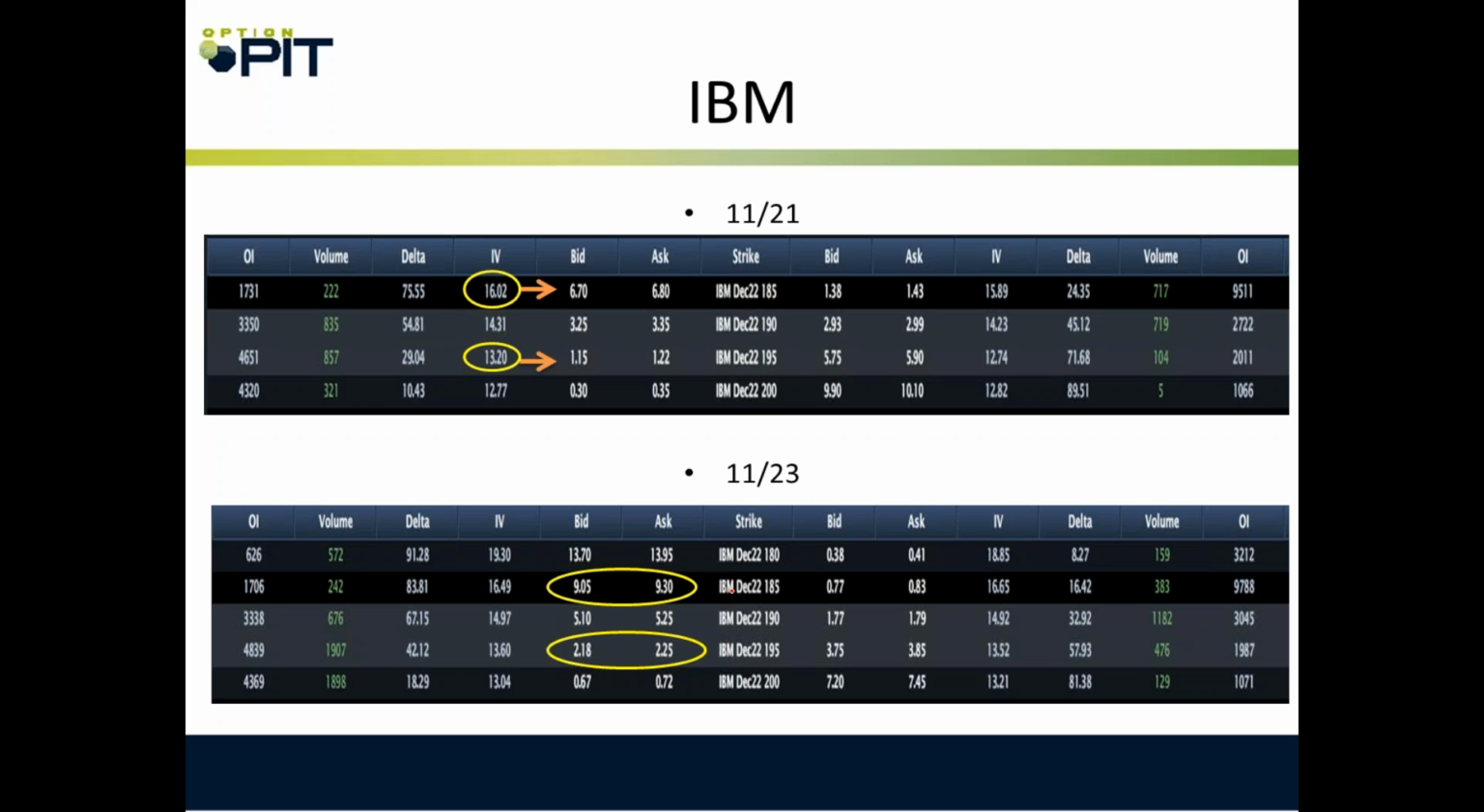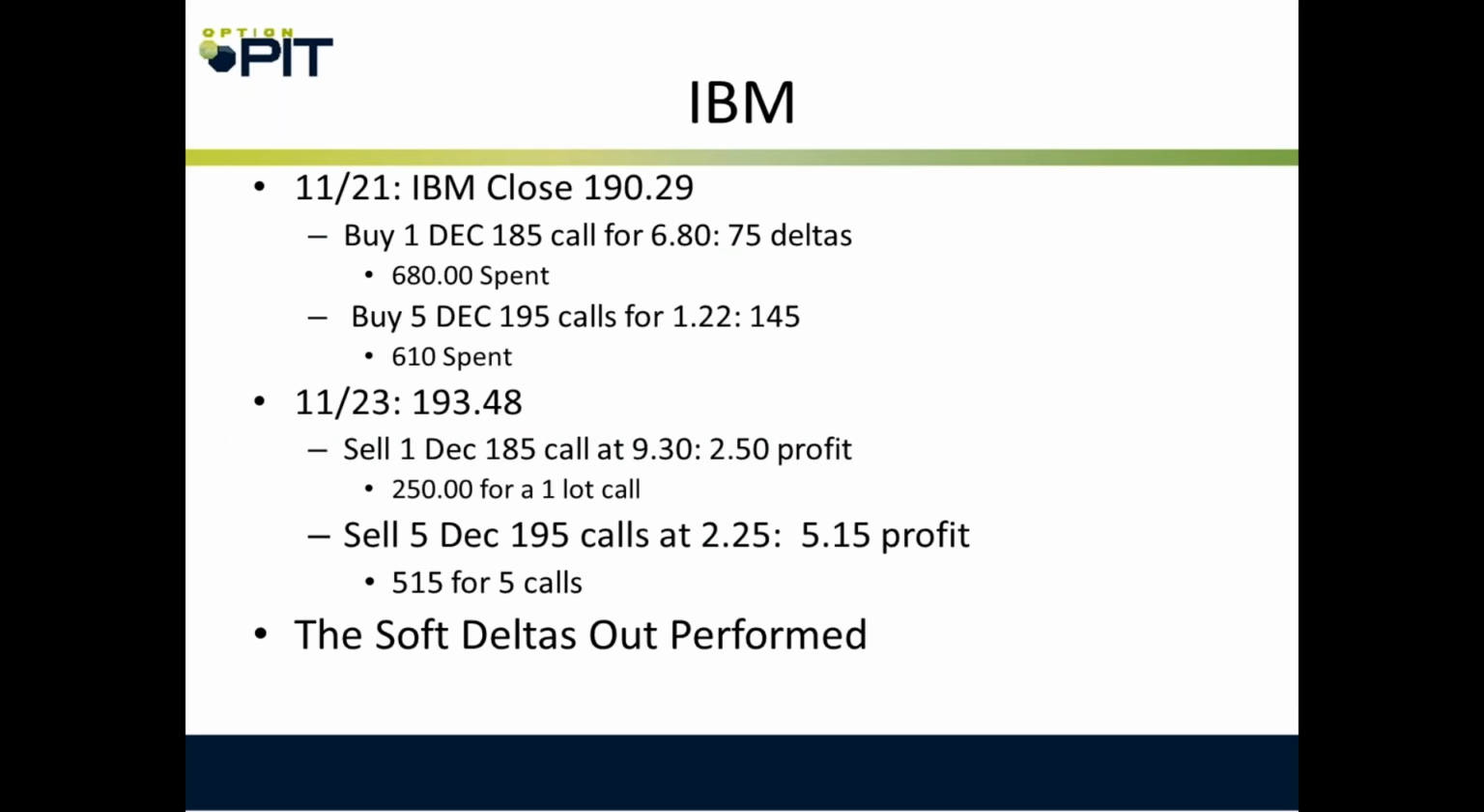Nice little swing trade. I sell my 185 call at $9.30. Notice the implied volatility increased. Or I can sell my 5 calls at $2.25. And again, notice that implied volatility increase. Well, let's take a look. On November 21st, IBM closes at 190.29. On the 23rd, it's up $3. So I spent $680 buying one of my 185 calls.